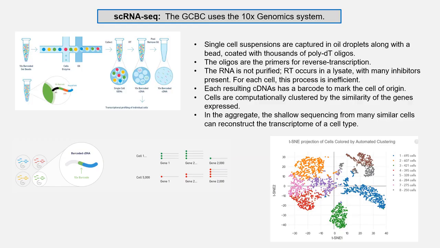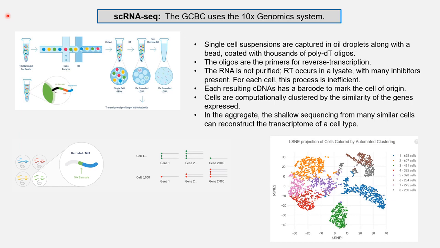Single-cell genomics is extremely popular. The GCBC uses the 10x Genomics system, in which individual cells from a single cell suspension are captured in oil droplets along with a bead, which is coated with capture oligos, in this case poly-T oligos to capture mRNA once the cell is lysed. The reverse transcriptase reaction occurs in the lysate, in the presence of many inhibitors, so for each cell the reaction is inefficient.